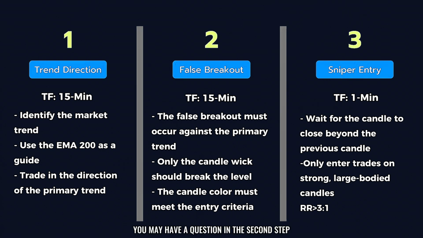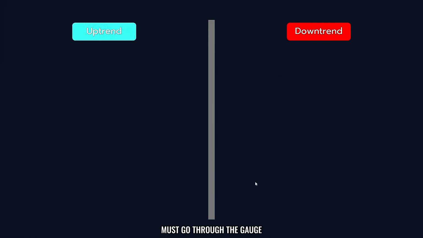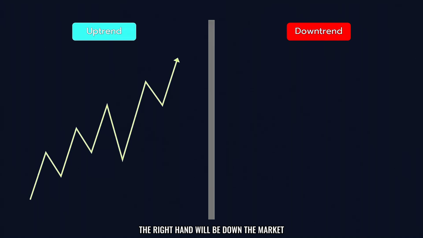At this point, you may have a question. In the second step, it says that the color of the candle must go through the gauge. How is it? I'll take you to see. Left hand will be up the market. The right hand will be down the market.